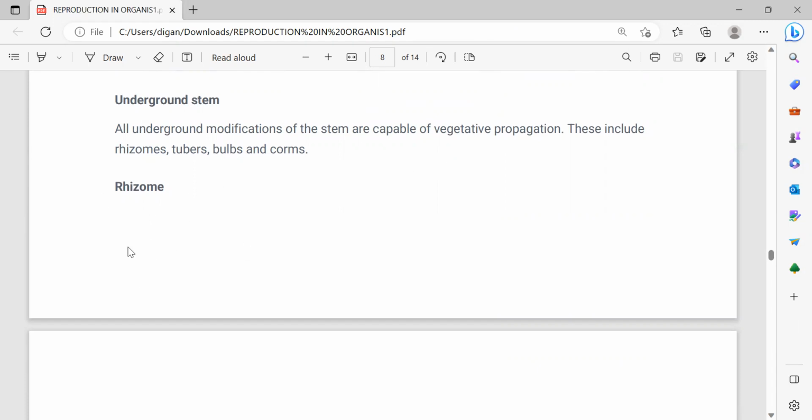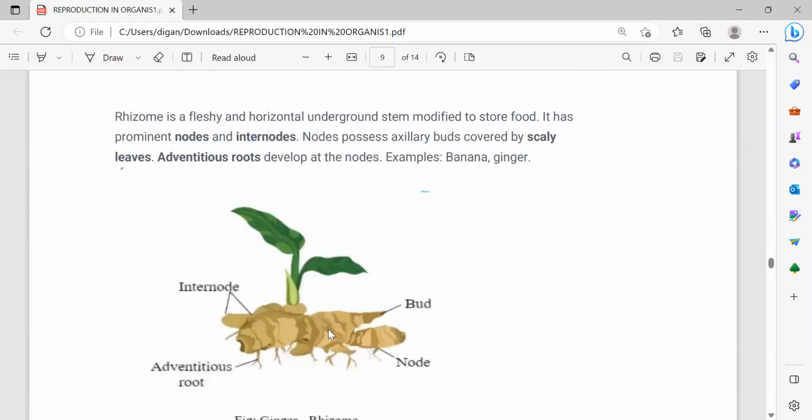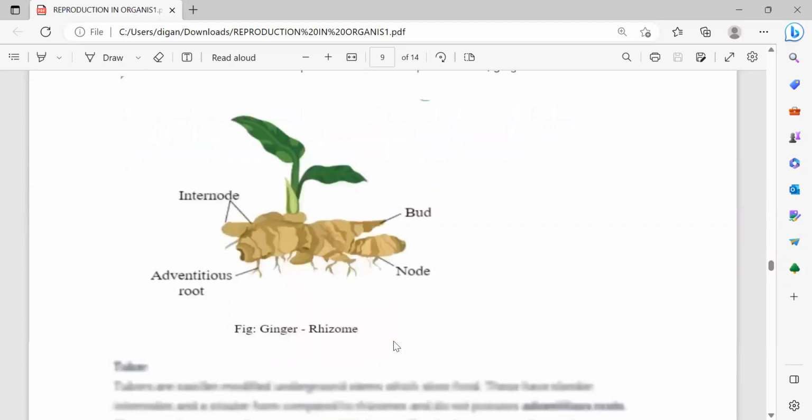The first type is rhizome. The best example is ginger. A rhizome is a fleshy and horizontal underground stem modified to store food. It has prominent nodes and internodes and possesses axillary buds covered by scaly leaves. Adventitious roots develop from the nodes. Examples are banana and ginger. So this is the rhizome.